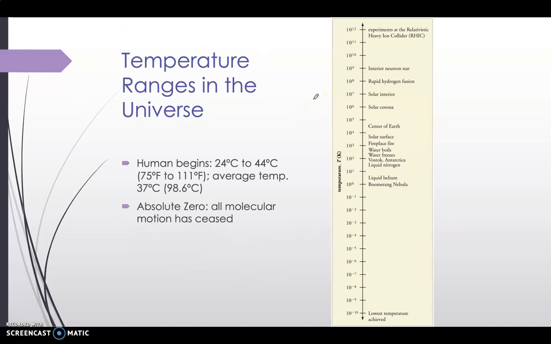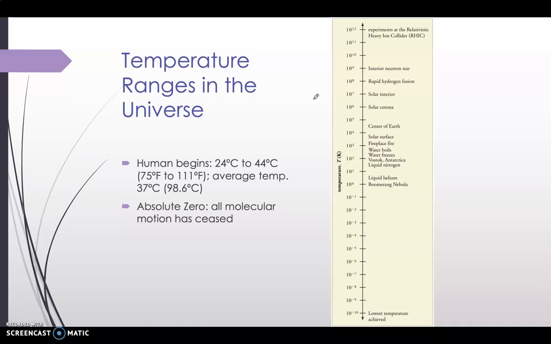Okay, and now I want to mention the temperature ranges in the universe. Okay, so one thing that we can note, is really the first thing, is human beings have a range of temperatures that we can withstand, and that is 24 degrees Celsius to 44 degrees Celsius, or 75 degrees Fahrenheit to 111 degrees Fahrenheit. Obviously, that'd be running a fever.